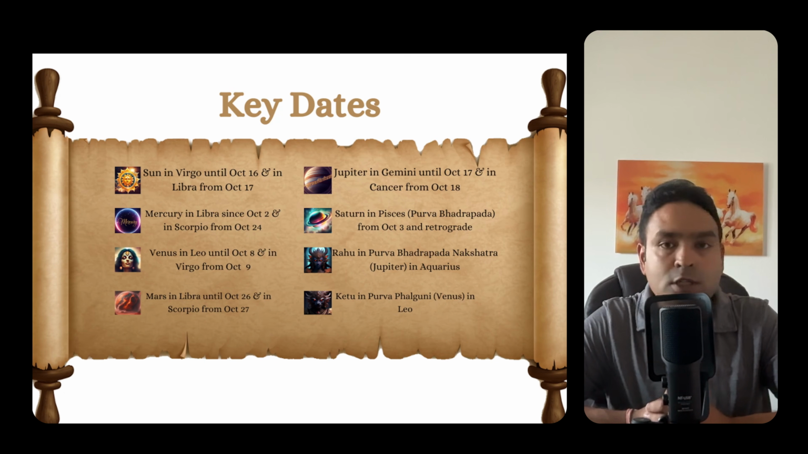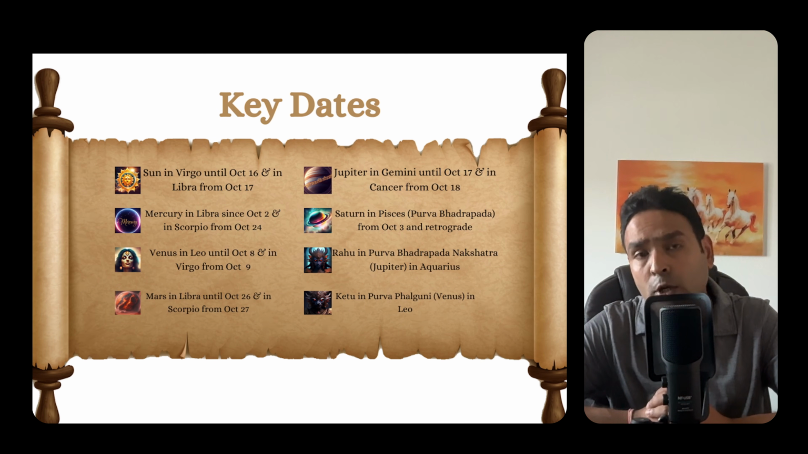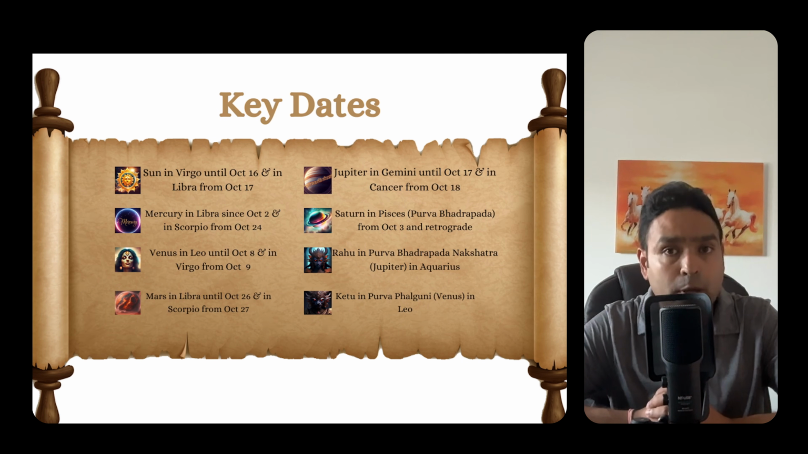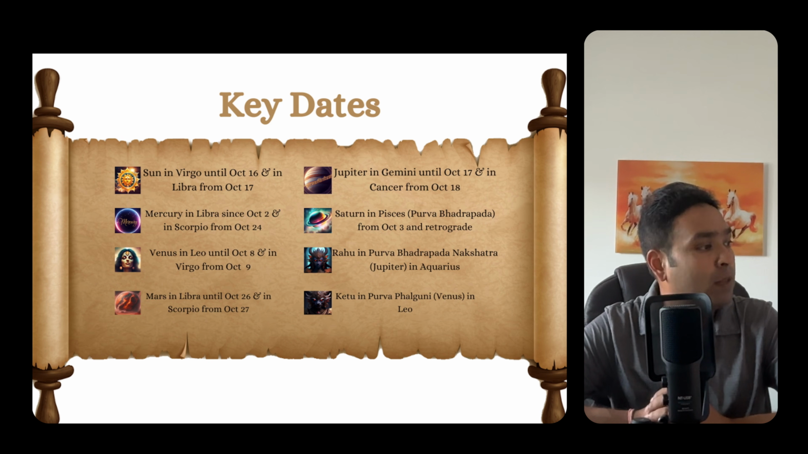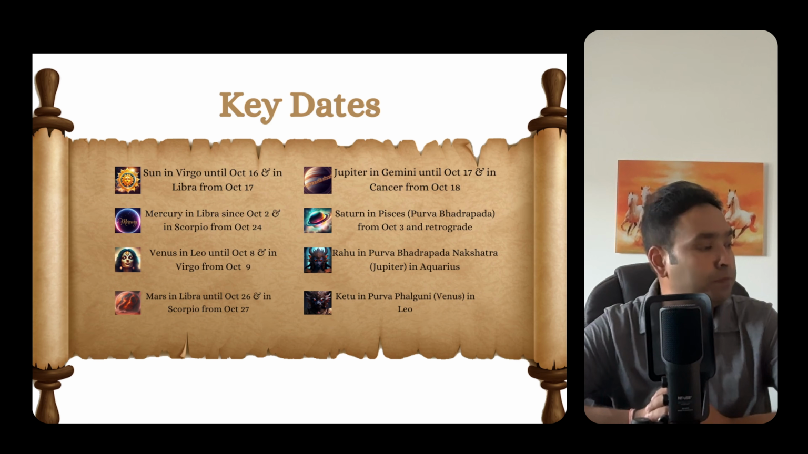Now, guys, as you can see on your screen here, Sun is going to be in the sign of Virgo until October 16th. And from October 17th onwards, it is going to be coming into its sign of debilitation in Libra. Mercury is already in the sign of Libra from October 2nd onwards, and it will move into the sign of Scorpio from October 24th onwards. So it's going to see a dual shift in this month. Then you have Venus, which is sitting in the sign of Leo until October 8th. And then from October 9th onwards, it will also move into its sign of debilitation in the sign of Virgo.